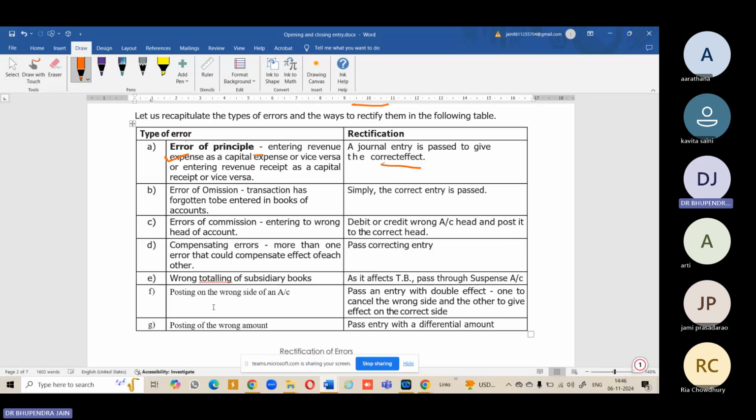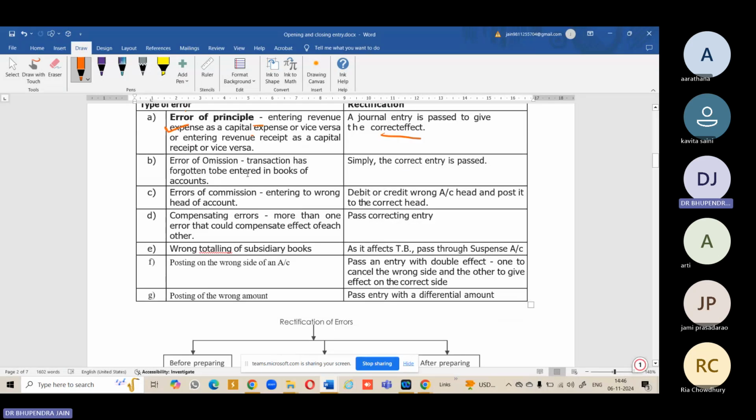Next is the error of omission. A transaction has been forgotten to be entered in the books of account. You have omitted the entry, so simply the correct entry is passed in the books of account. Error of commission: entering in the wrong head of account. You have to debit rupees 5,000 to the purchase account, but you wrongly credited it in the sales account. So debit or credit the wrong account head and post it to the correct account head.